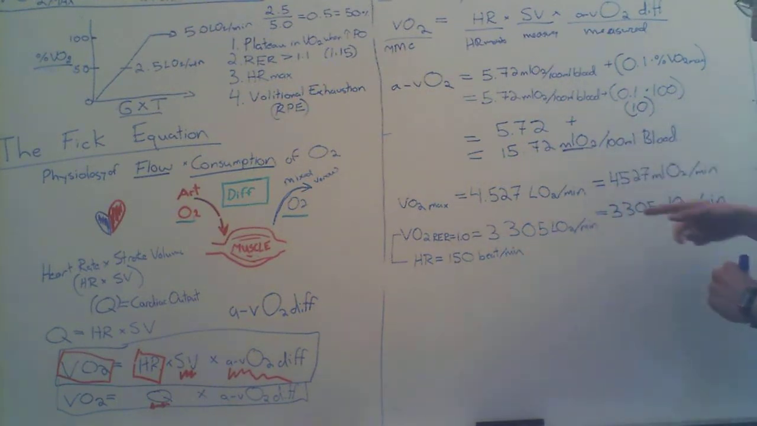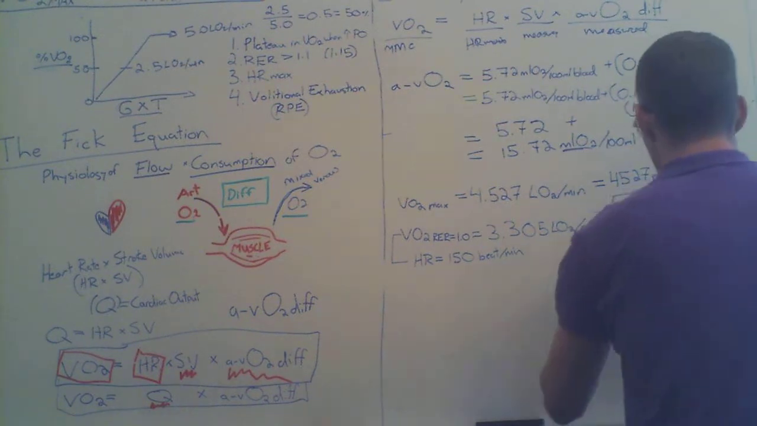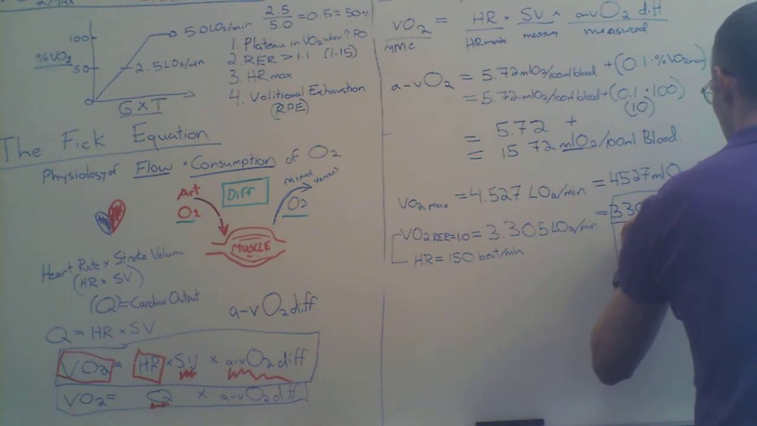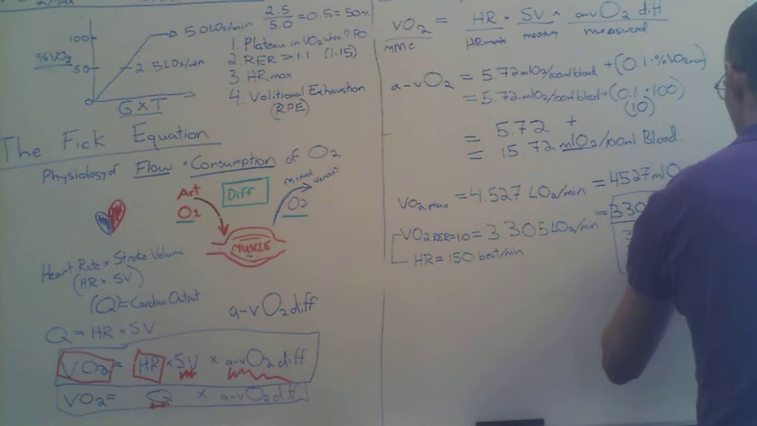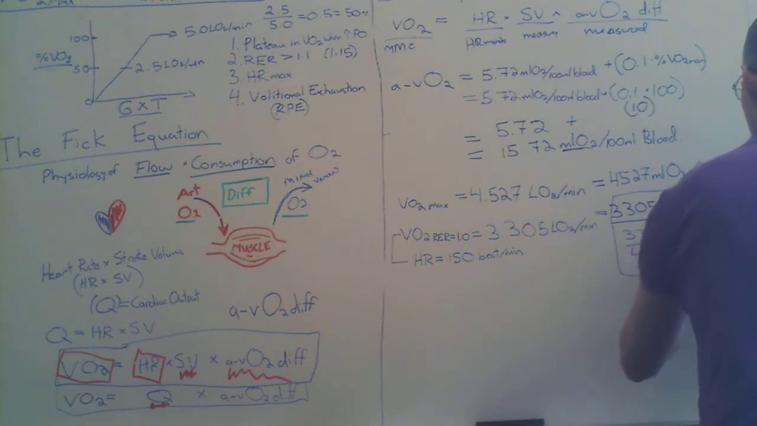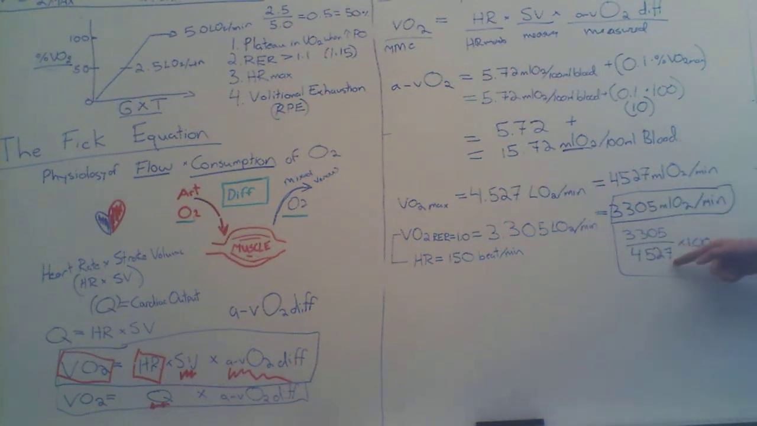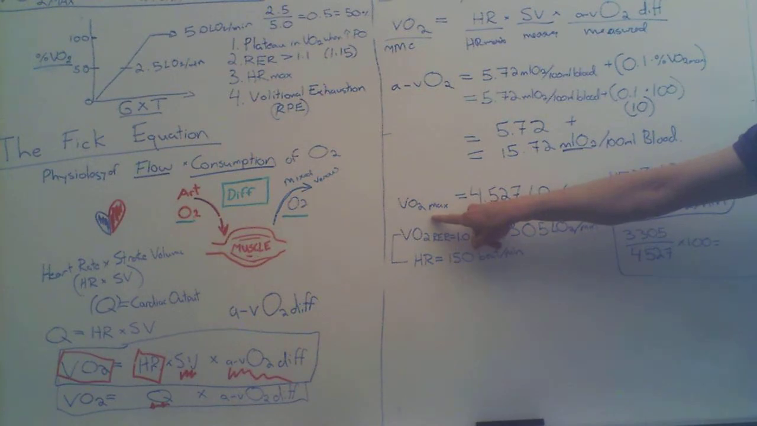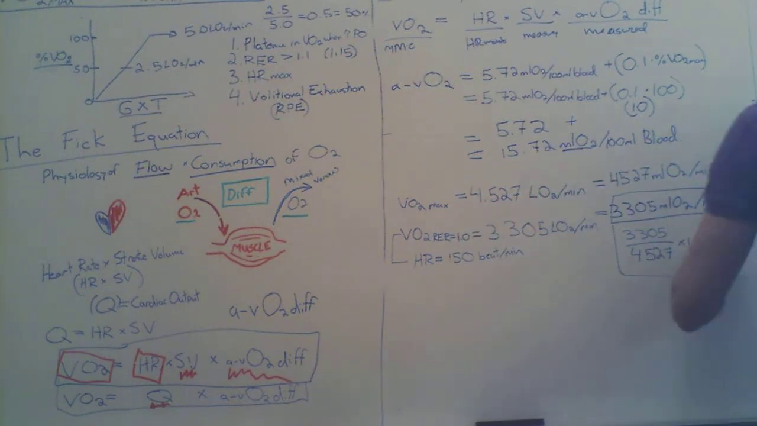And then we need to determine what percentage VO2 is 3,305 mils. So we do a little equation here. 3,305 divided by 4,527 times 100 will give us a percentage of VO2 peak, because 4,527 was oxygen consumption at VO2 max. We'll find that equals 73%.